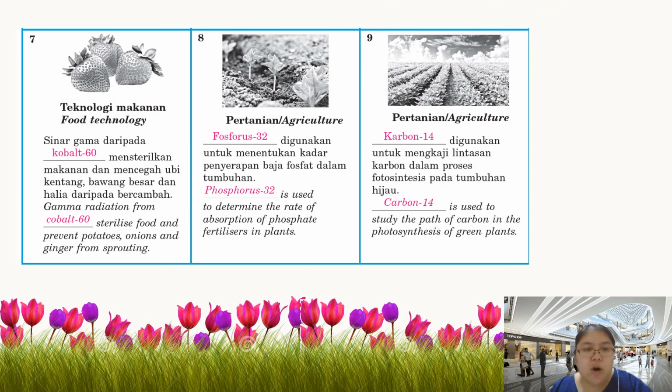Okay, then we have cobalt-60 again. It is used to sterilize food and prevent potatoes, onions, and ginger from sprouting. That means the food can be kept for longer. After that, phosphorus-32 for agriculture. This is to determine the rate of absorption of phosphate fertilizer in the plant. Last one, again carbon-14. It is used to study the path of carbon in the photosynthesis of green plants.